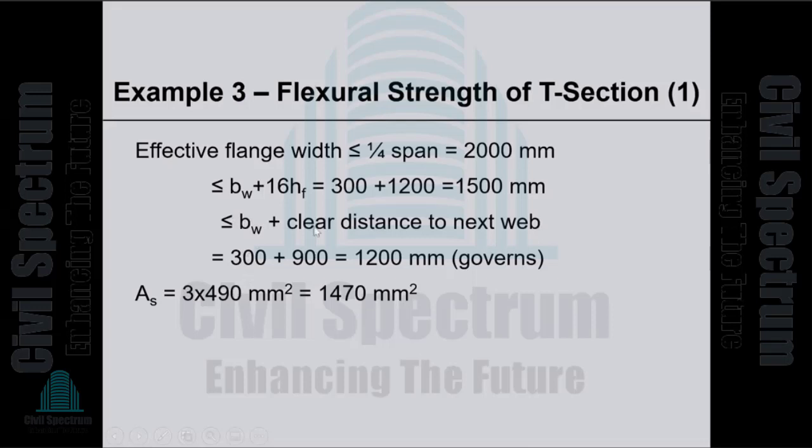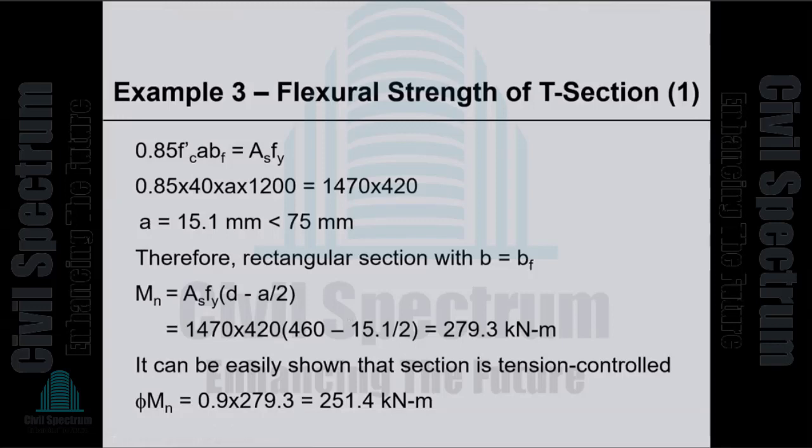And then the web width plus clear distance to next web. The web width is 300, and remember the beams are 1200 millimeters center to center. If they're 1200 millimeters center to center, then the clear distance between them is the 1200 millimeters minus the beam width, which is 900. Okay, so that gives us 1200 millimeters. So the effective flange width is the smallest of 2000 millimeters, 1500 millimeters, 1200 millimeters, that obviously governs. And A sub s, as in previous examples, is 1470 square millimeters. Okay. So when we calculate strength of T beams, what we do, initially assume that the neutral axis is in the flange.